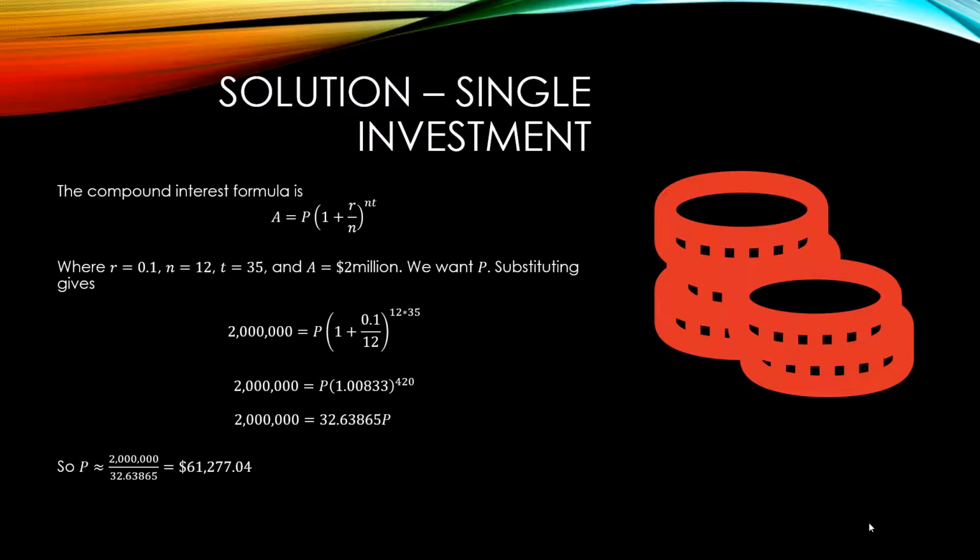So for the first one, we use the compound interest formula. We know that R is 10%. I think I said that in the statement there. Obviously, it's compounding monthly, so N is 12. T is 35 years. A, the amount we want to end with, is $2,000,000. So the only thing we don't know is how much we want to put in now. So we can solve that. And we end up running our numbers and we get $61,000 to be the amount we need now to invest to have $2,000,000 35 years from now.